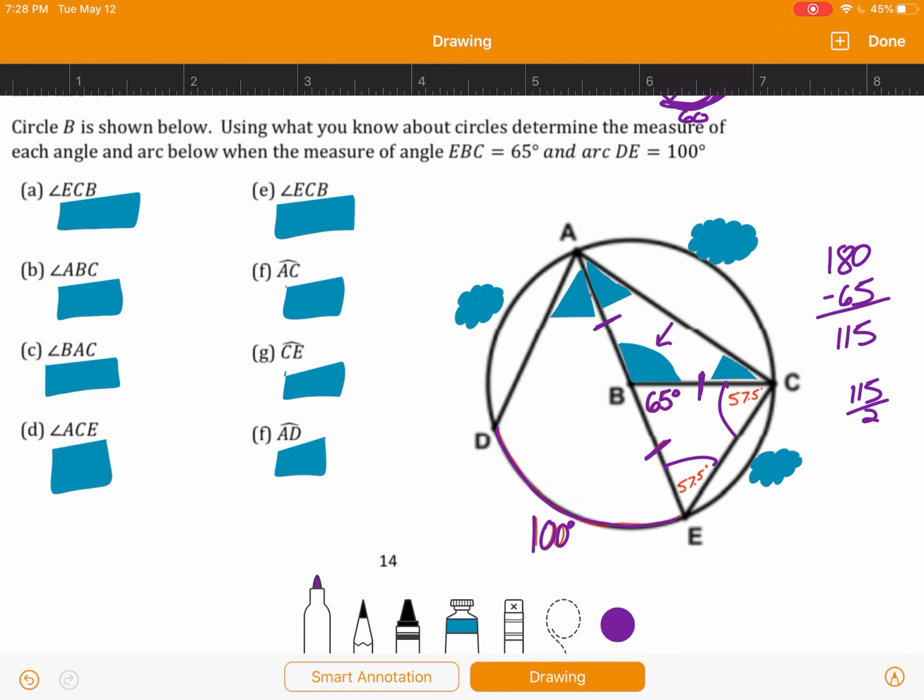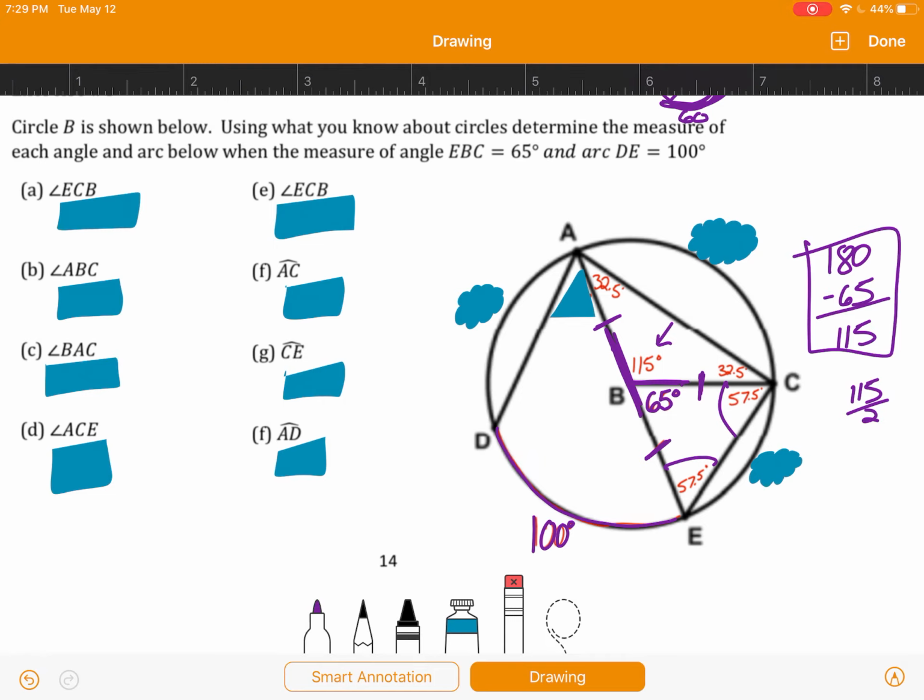And then if you wanted to figure out what this angle is right here, well, 65 and that angle are going to make up a straight line. So we know that those two added together are going to equal 180. So we already figured that out right here. That is going to be 115. And you can find these two angles using the same exact process that we did before. You do 180 minus 115 and divide that by 2. So you're going to get 65 divided by 2, which is 32.5.